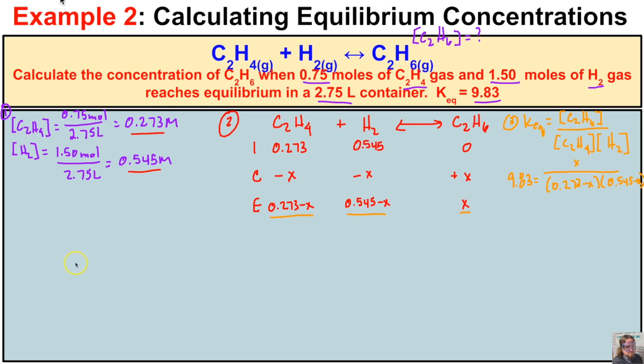And so we're going to do the rest of this problem over here. Let's go ahead and do our algebra. So we have 9.83 equaling X over 0.273 minus X times 0.545 minus X. If we distribute all of this, we take 0.273 times this, and then 0.273 times negative X, and negative X times 0.545, and then negative X times negative X. We're going to end up with 0.149 minus 0.818x plus x squared.